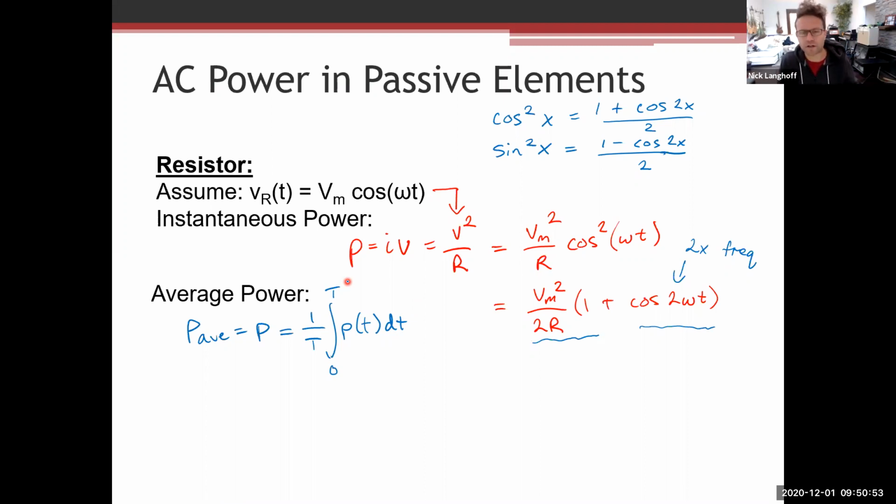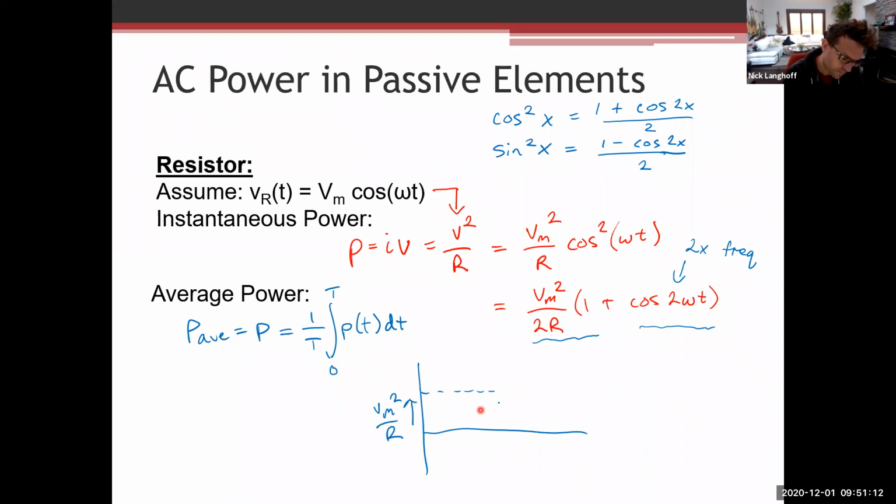That works for any function, right? So it does for the power function. Now, if we integrate something that looks like this, here's the DC component, that would be Vmax squared over R. And then there's also an amplitude of the same thing. I did not draw that well. Okay, hang on.